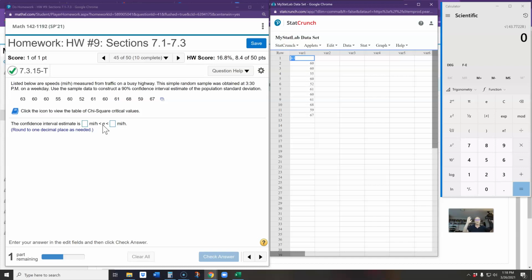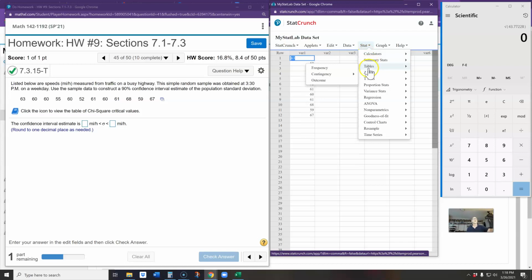And so, big picture, when you're estimating the standard deviation of the population, you use a chi-square distribution or a variance distribution. If you're doing the proportion, you use the p-stat calculator. If you're using the mean, you do either the z-stats or the t-stats, depending on if you know sigma for the population. Here's our little list here, actually. So we have z-stats, t-stats, proportion stats, but when we're looking for sigma, we use variance stats.